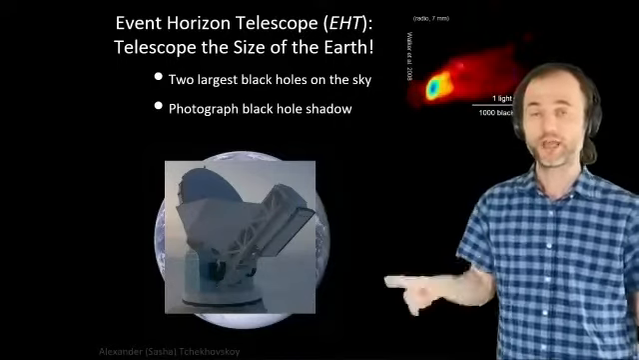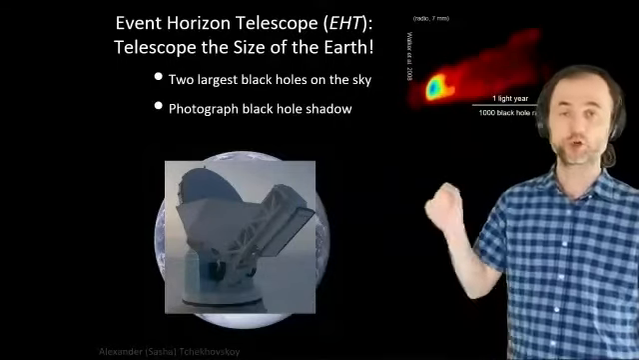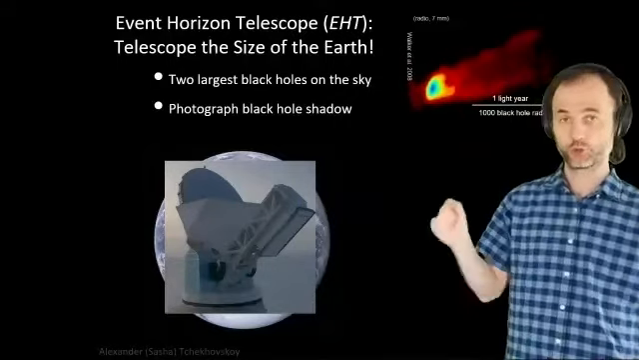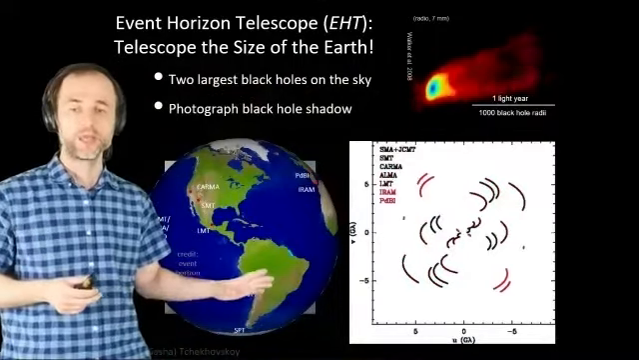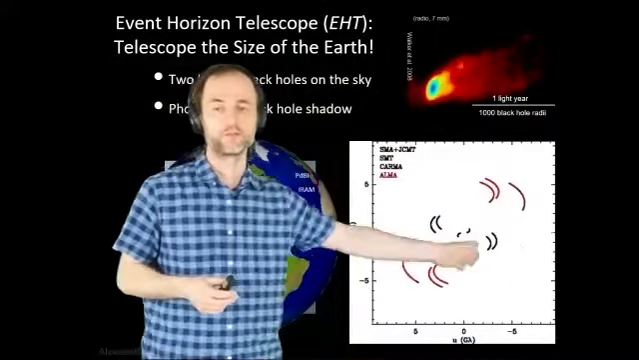But we don't have to build a telescope the size of the Earth in order to get that small angular resolution. What we can do instead is scatter telescopes throughout the globe and put them together as an interferometer to correlate their signal. And when we do that, we can fill in the phase space, or Fourier space, of the image, because radio telescopes see things in Fourier space.